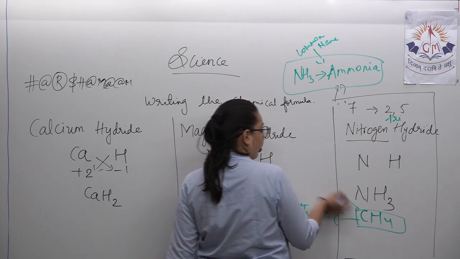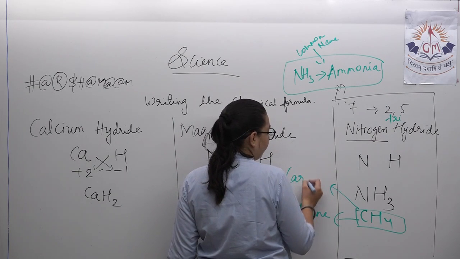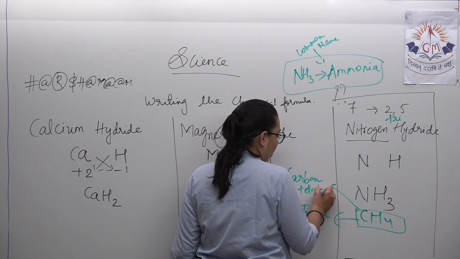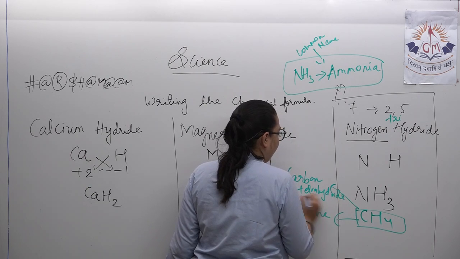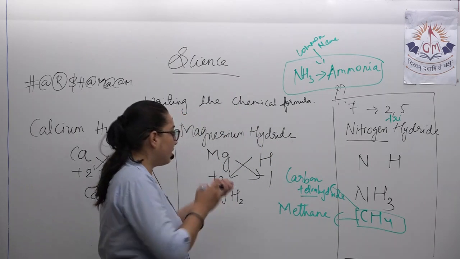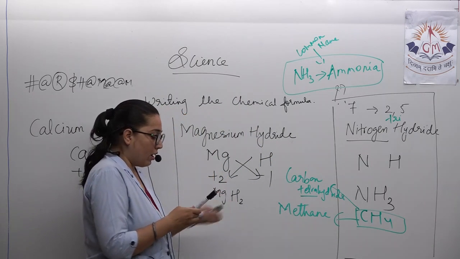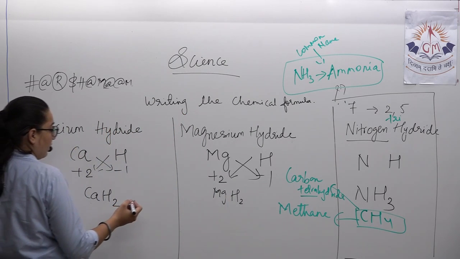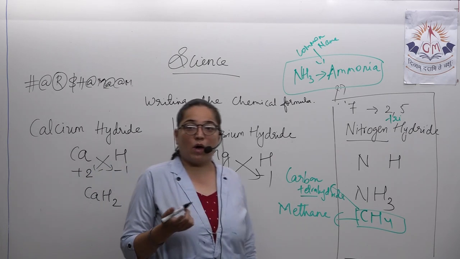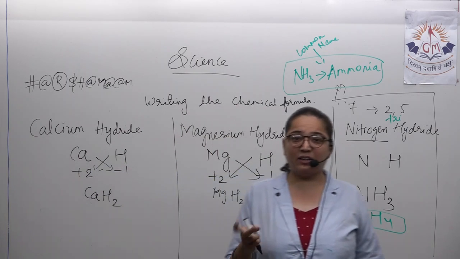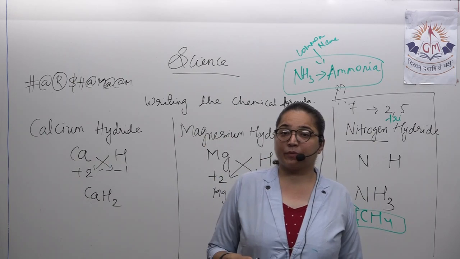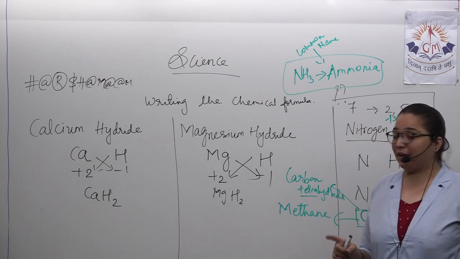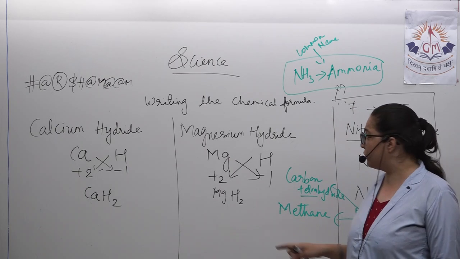Actually it is carbon tetrahydride. Tetra means 4. These are the common things which you should know. Somewhere you might have studied that, I'll make you write. 1 means mono, 2 means di, 3 means tri, 4 means tetra, 5 means penta. All these things I'll make you write because we are going to use it.